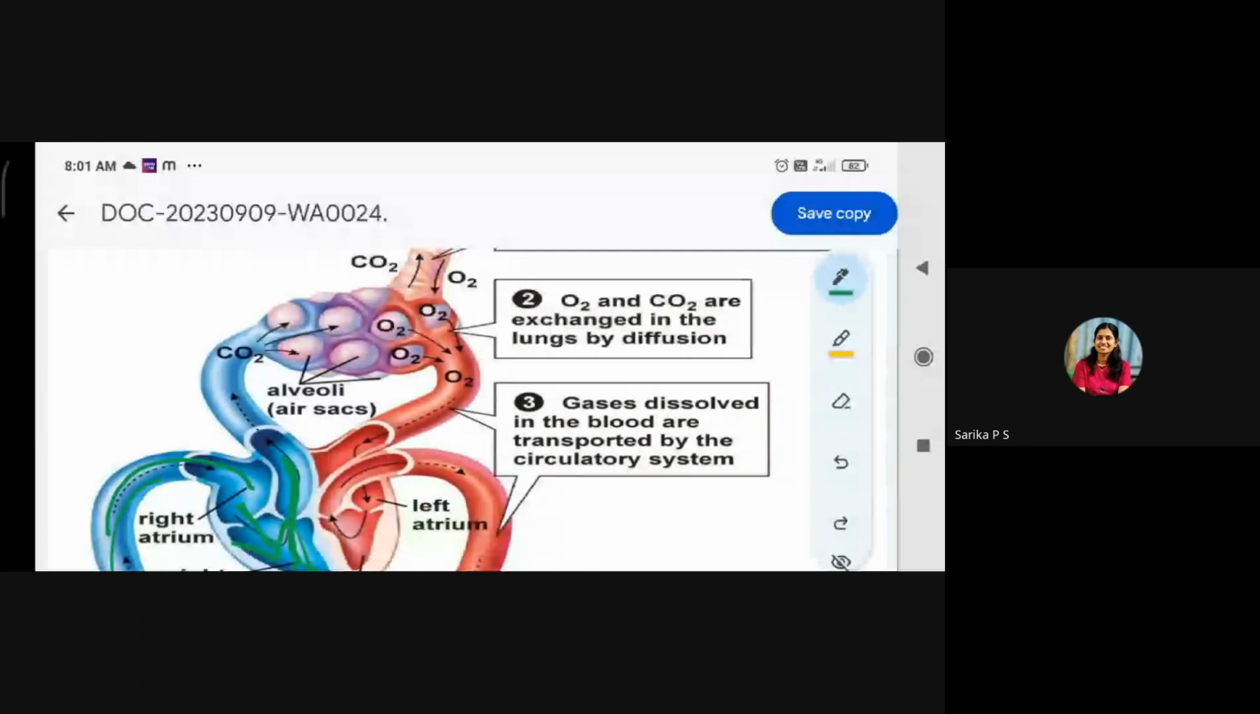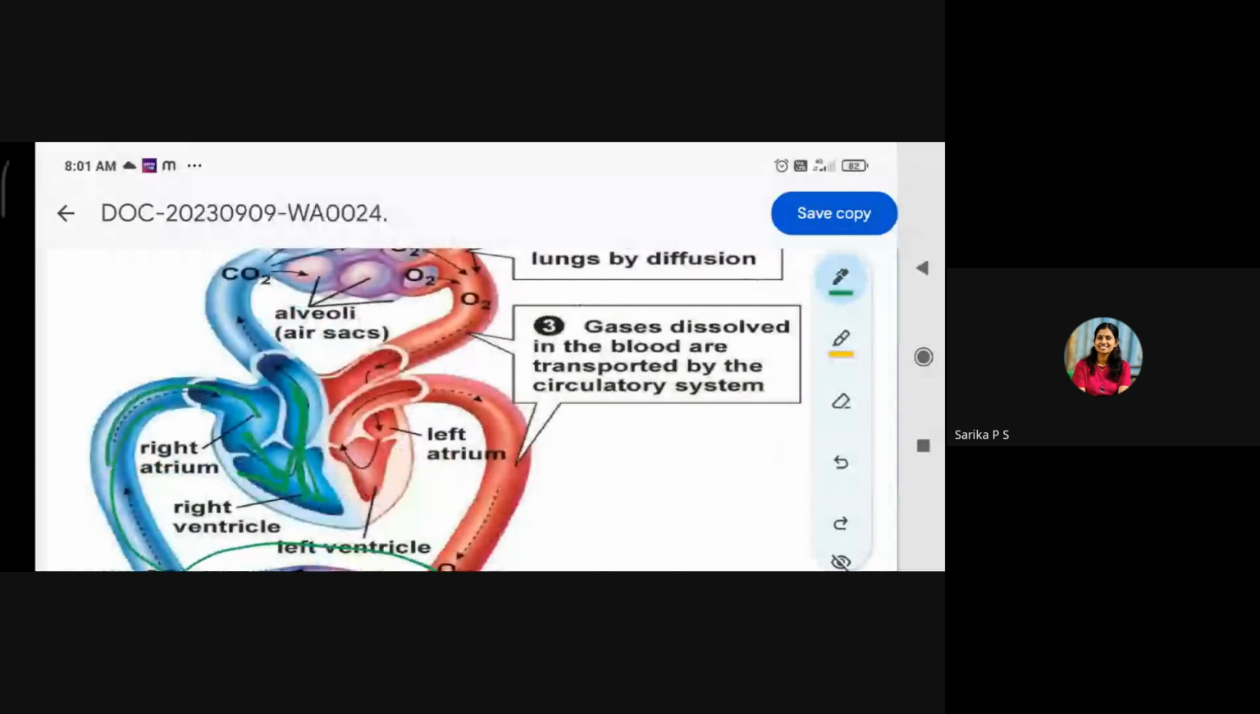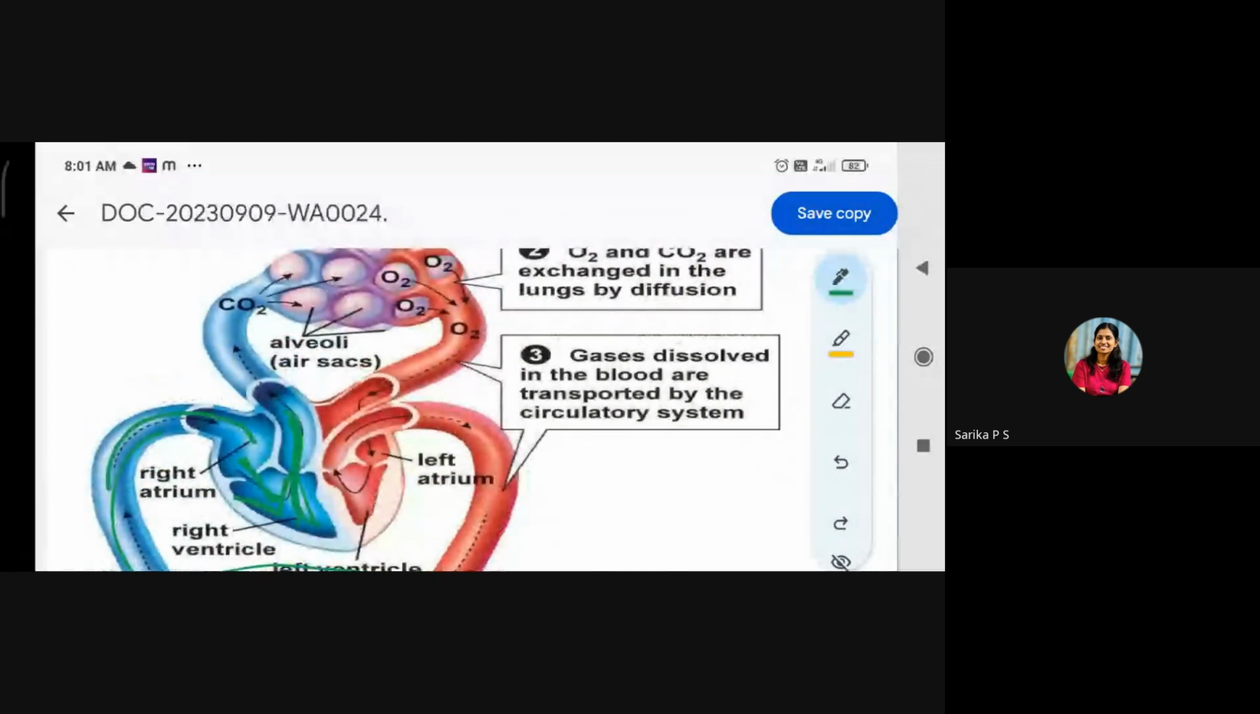No, ma'am, clear. Okay, so in this case, the pulmonary artery is carrying deoxygenated blood to the lungs. Here you can see this picture. This pulmonary artery is taking deoxygenated blood from the right ventricle, and it is reaching the lungs for getting purified, or for getting oxygenated.